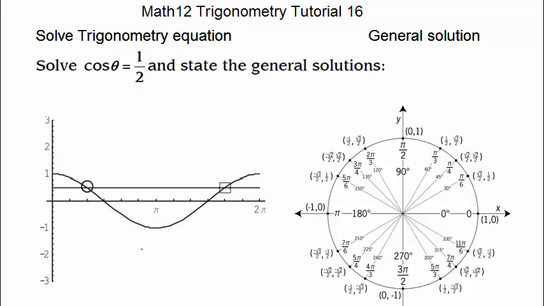Okay, so 16, 17, 18, and 19 are in one unit. We're going to talk about how to solve trigonometry equations. Please make sure you watch all of them at once. Okay, so we're going to find out cosine theta equal to 1/2. What theta is going to be? Okay, just solving this equation here.